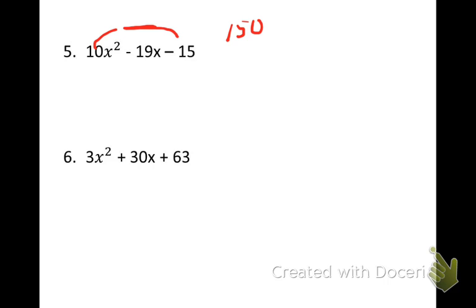I don't care. 1 and 150, 2 and 75, 3 and 50, so you kind of just keep going. I believe it's going to be 6 and 25 that work. So again, just start listing them until you find the right combination. The 25 needs to be bigger, or positive, sorry, negative, because the bigger number is negative here.